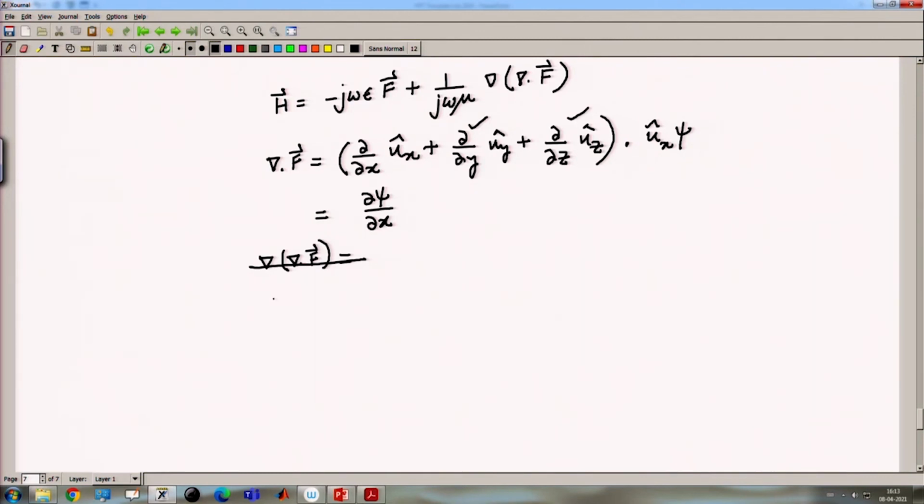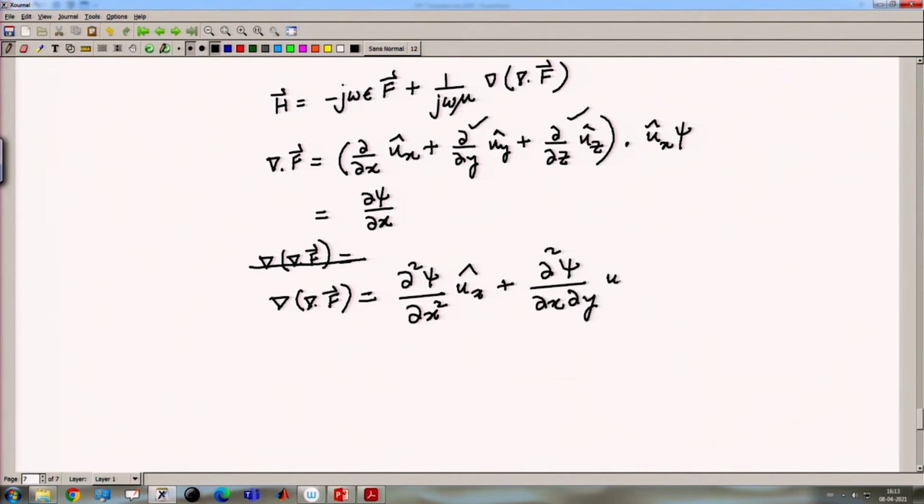So, now grad of divergence F will be del square psi del x square u x plus del square psi del x del y u y plus del square psi del x del z u z.